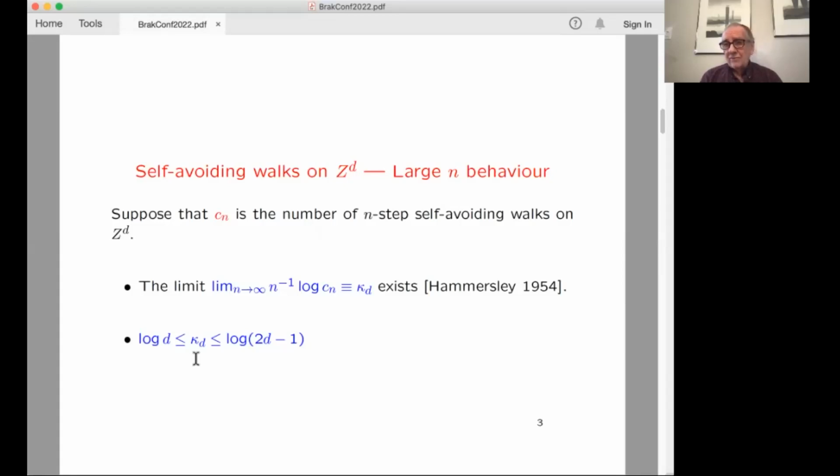I don't quite know how far they've been counted, but an awful long way on the square lattice and quite far on the simple cubic lattice. But I'm more interested today in the asymptotics of this. And John Hammersley in 1954 proved that this limit exists. So the limit as n goes to infinity of 1 over n times the logarithm of Cn exists. And it's equal to, in d dimensions, let's call that kappa d. And that's often called the connective constant of the lattice.